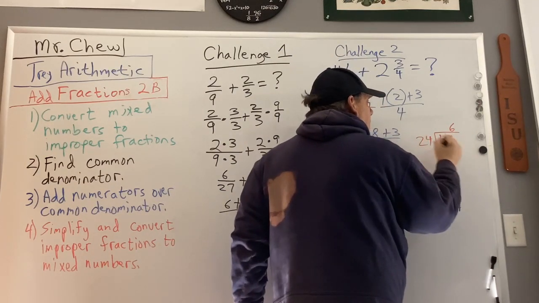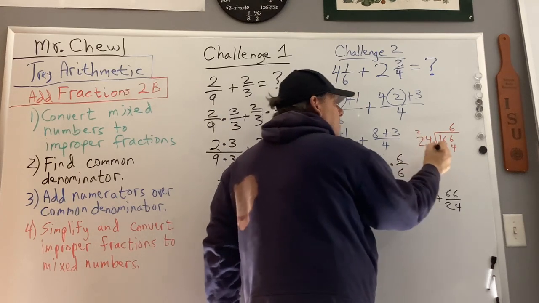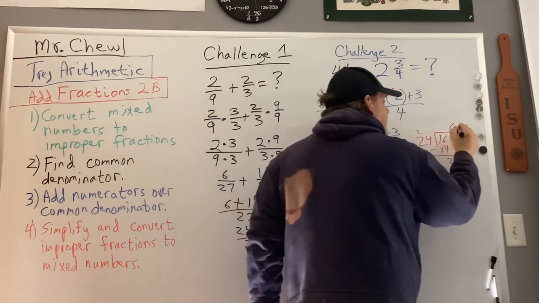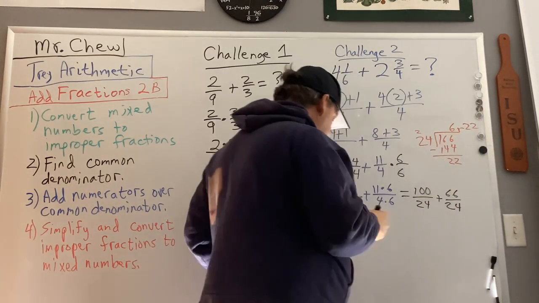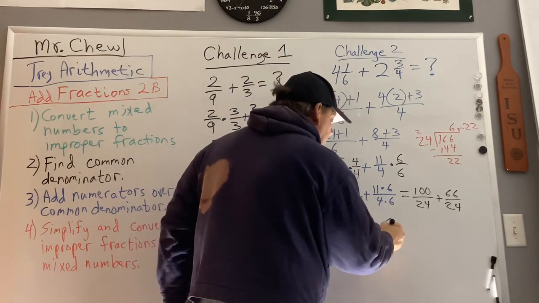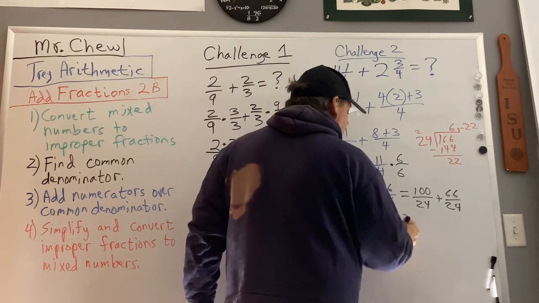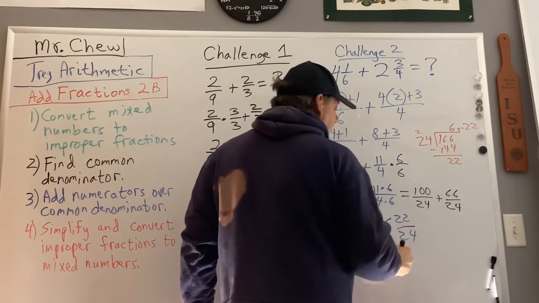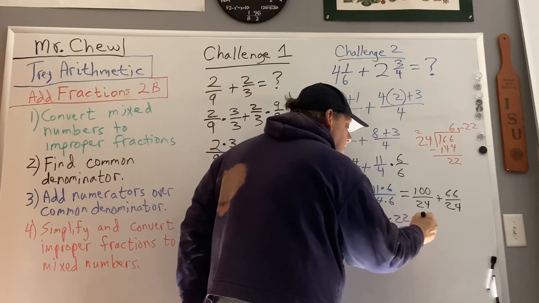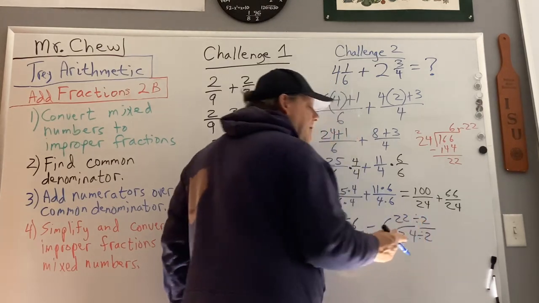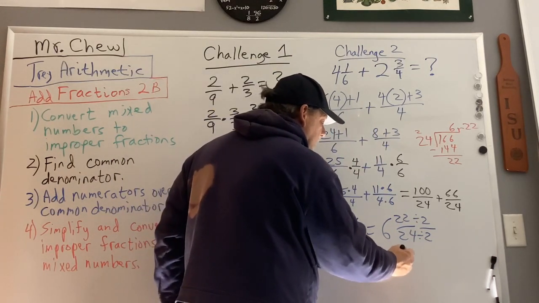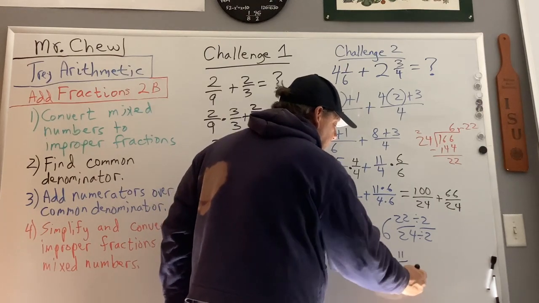6 times 4 is 24, carry the 2. 6 times 2 is 12, plus 2 is 14. And when I subtract, I get 22. So this is 6, remainder 22. And the way I write that is 6 and 22 over 24. Now, this can be reduced because they're both even. I can divide the numerator by 2 and the denominator by 2. So I'm dividing by 2 over 2 or 1, and I get the same number. 6 and 11/12 is your answer.